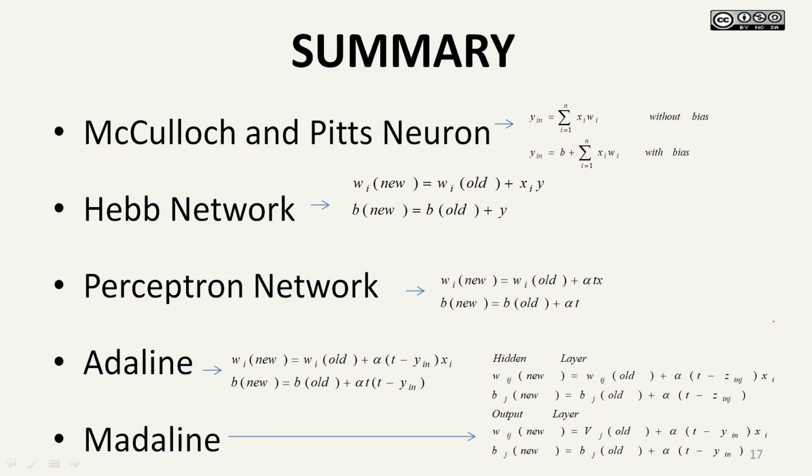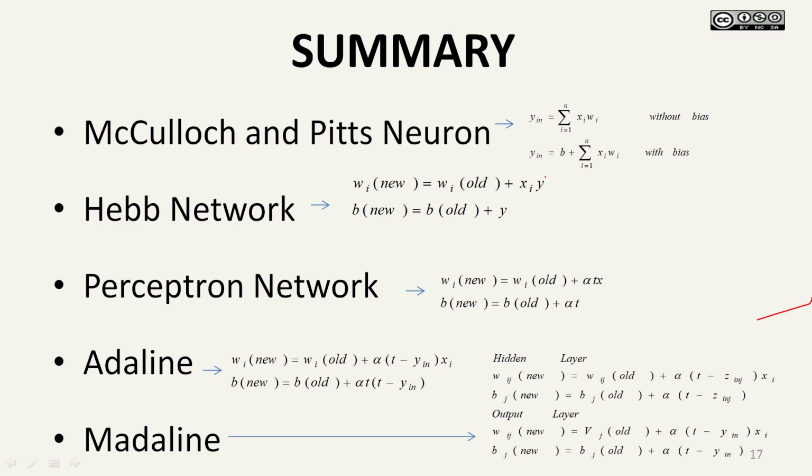So what we have discussed so far, as a summary: the McCulloch-Pitts model, Hebb model, perceptron model, Adaline model and Madaline model. For all the models we discussed the architecture, net input calculation, output calculation, as well as weight and bias updation. For the McCulloch-Pitts model, there is no weight updation because he has not observed the learning process. Starting from the Hebb model only, the learning process has been observed.